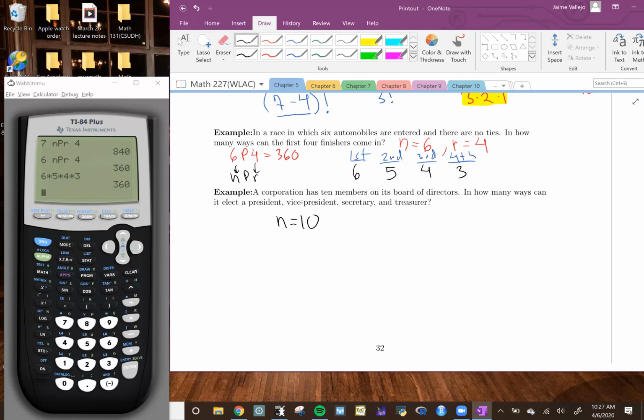For this one, does it matter who I give the president, vice president, secretary, or treasurer job? Yes, it does matter. So in this case, order matters. Since order matters, there is no repetition, and we have N distinct objects, this is going to be considered a permutation.